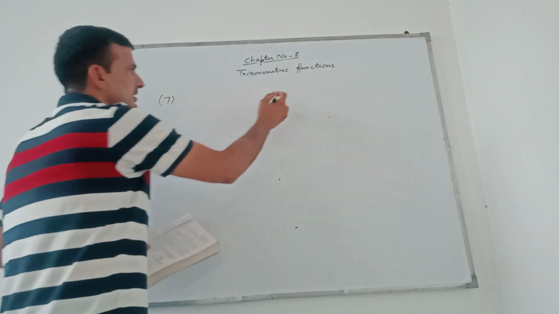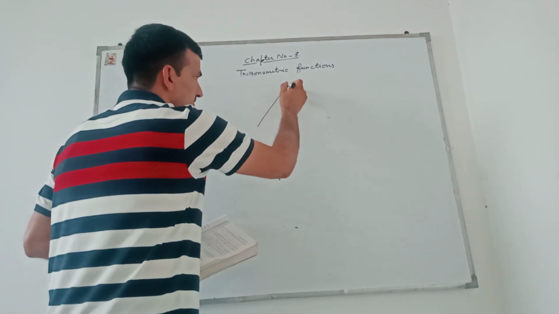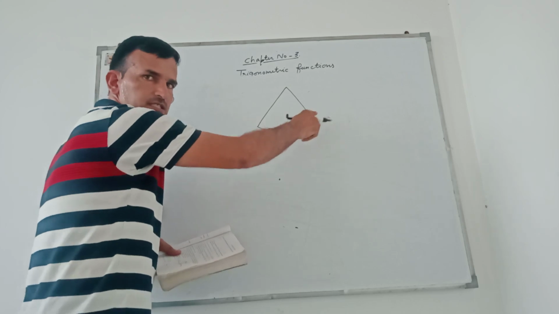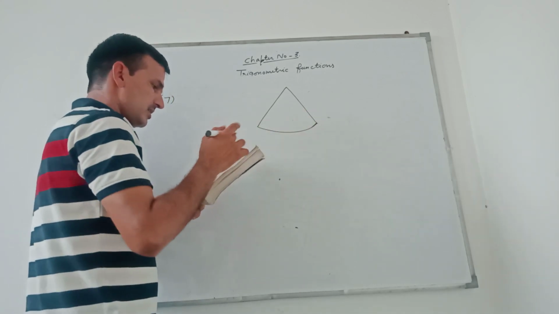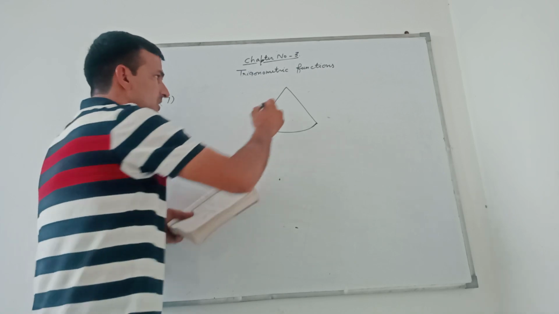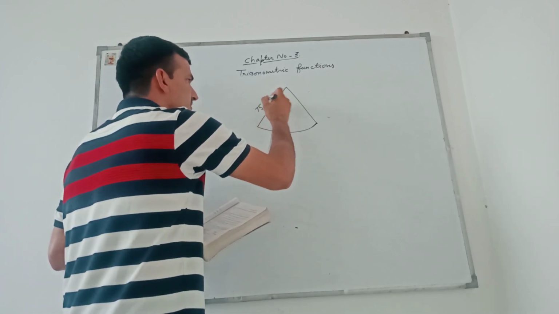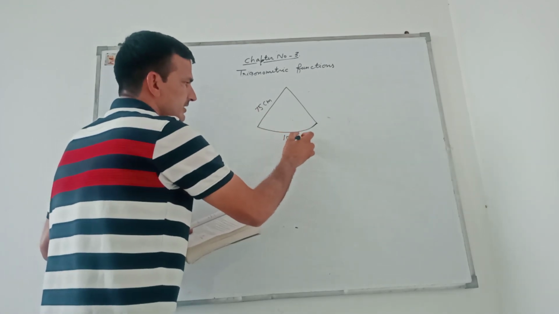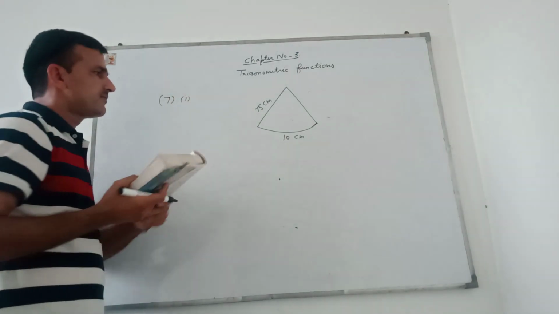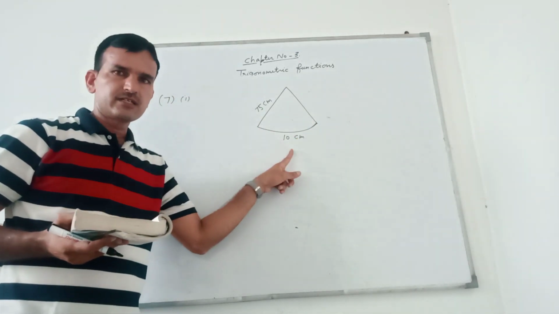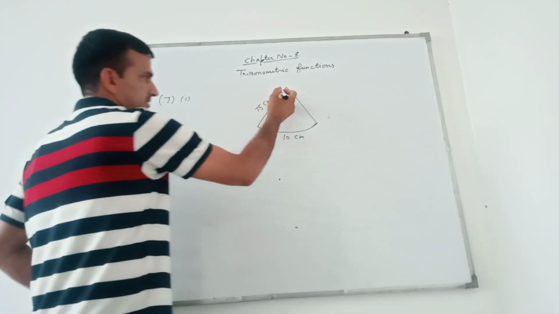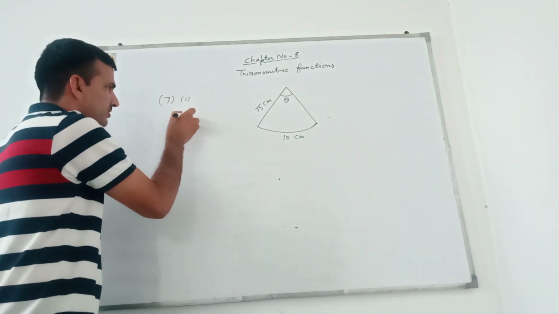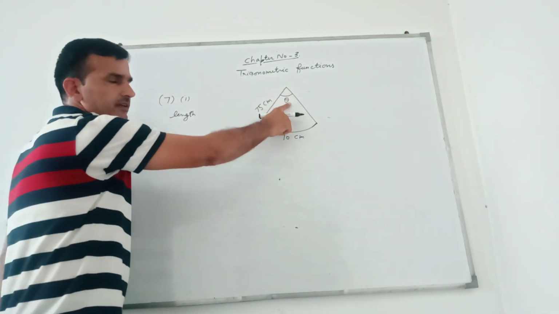Question number 7. This is a pendulum. पेंडुलम इस टाइप से बेटा ये ऐसे रोटेट करता है पेंडुलम. This is the pendulum, and length of swing is length, this length is 75 centimeter. Length of the pendulum is 75 centimeter and length of arc is 10 centimeter. In first part, length of arc is 10 centimeter and length of the string is 75 centimeter. We have to find this angle. Let this angle be theta. We have to find the value of theta.